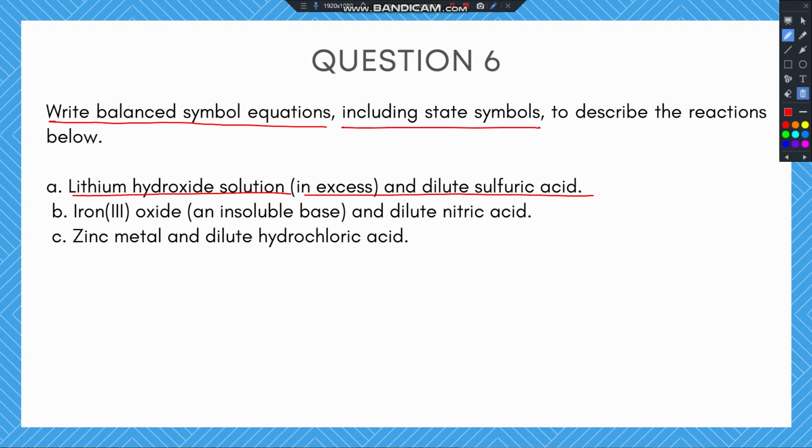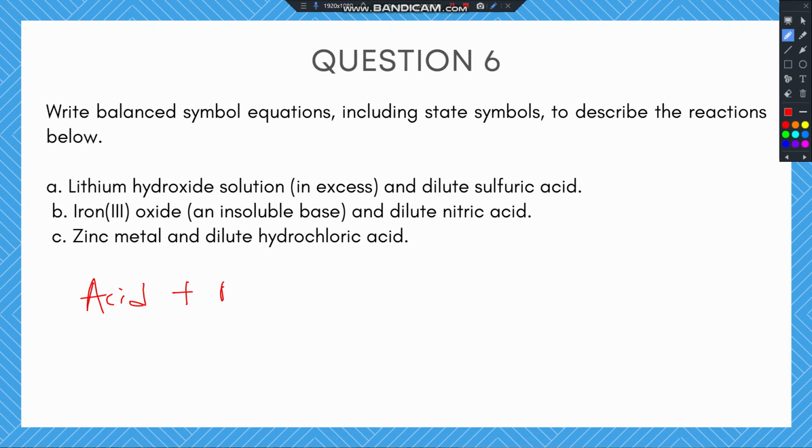So this is a reaction between an acid, dilute sulfuric acid, and a base, lithium hydroxide. So this is called a neutralization reaction. A neutralization reaction is a reaction that takes place between an acid and a base. Now the products of such kinds of reactions are two: salt and water are what is formed. So let's go ahead and do justice to the first question.